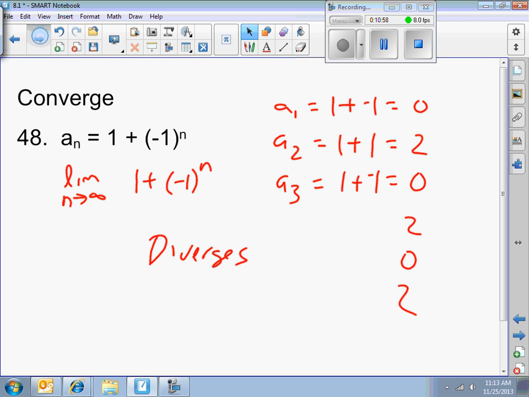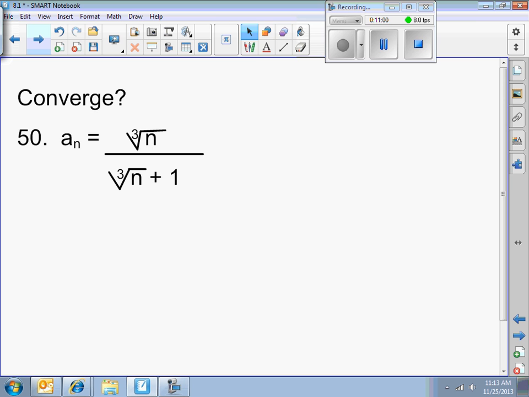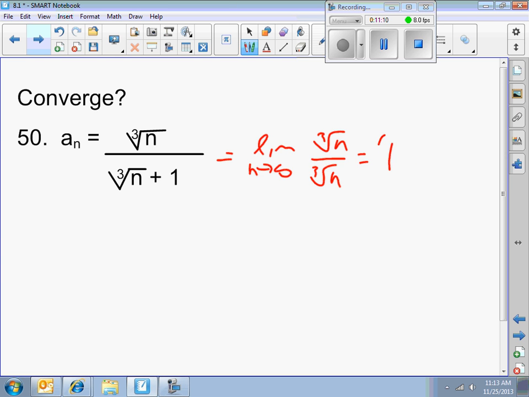All right, next one is this one. And you do it like a limit. The limit as n approaches infinity of the cube root of n, we're only concerned with the leading term, so the cube root of n is obviously heading to 1, so we say it converges to 1.